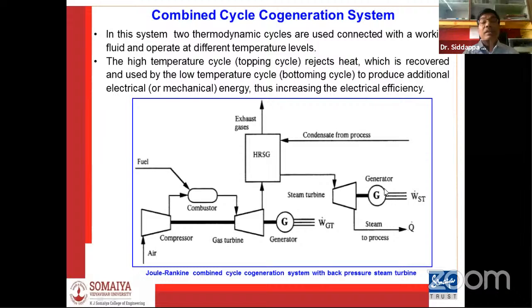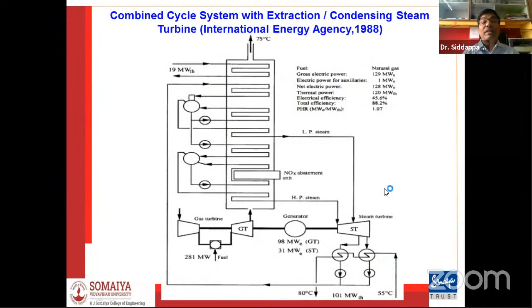Now this is one of the combined cycle studies. I got this from the International Energy Agency booklet, 1988. They published this book, and the article or the book is very nice. They explained thoroughly how to test the cogeneration systems and how to evaluate the performance of the cogeneration system.